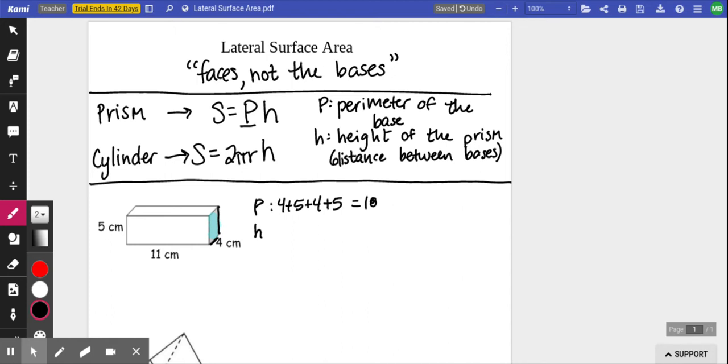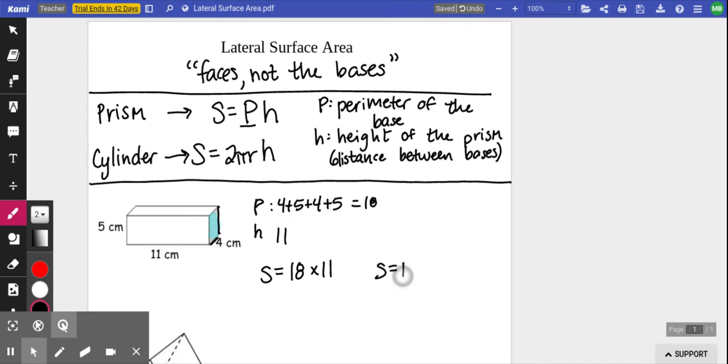The height of the prism is 11. So now my lateral surface area would be 18 centimeters times 11 centimeters. Multiplying this, I get 198 centimeters squared. Area is always squared.